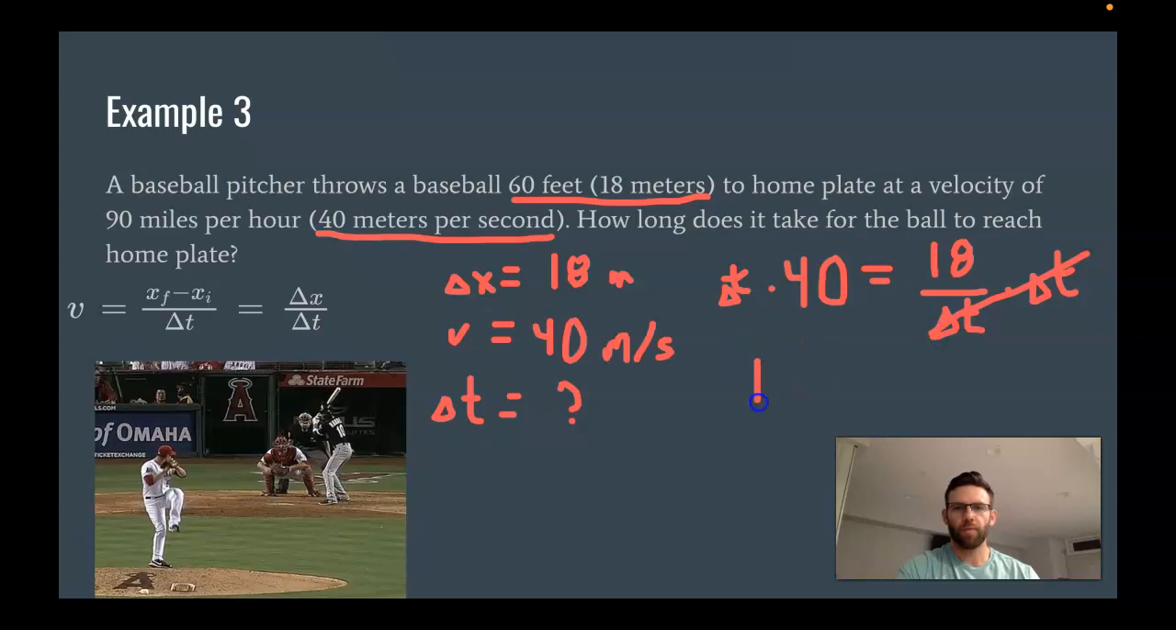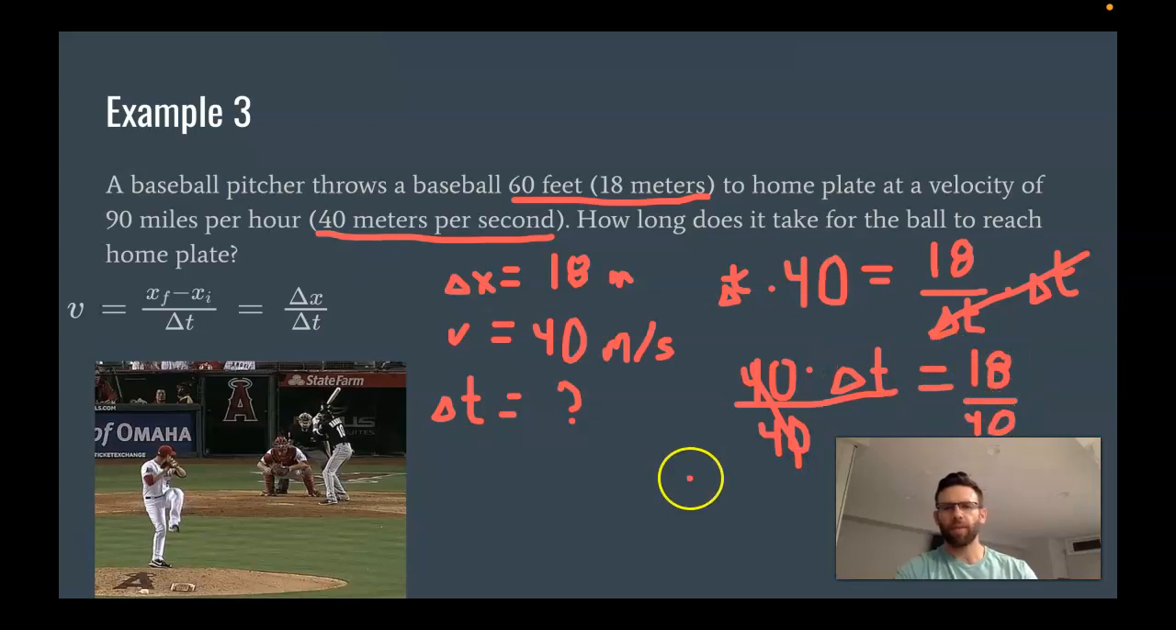Now what I end up with is 40 times the change in time equals 18. And now I need to divide both sides of the equation by 40. If I divide both sides by 40, I'm going to end up with my change in time. All right, 40 divided by 40, that cancels out. My change in time is going to be 18 divided by 40. I'm not sure what that is off the top of my head. I think it's about 0.45 seconds.